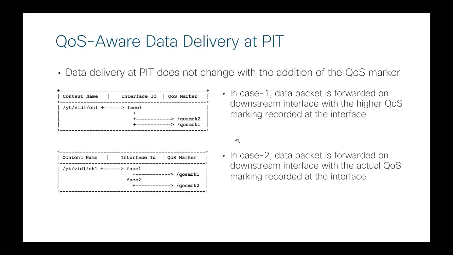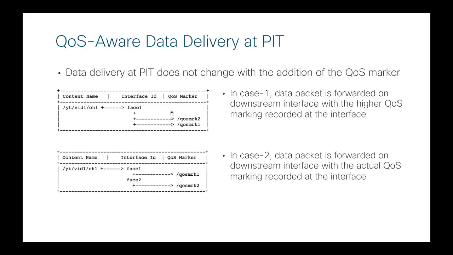As far as QoS data delivery is concerned, the data delivery will be handled based on the QoS marker state that was saved into the PID. So we don't have to have the QoS treatment, which goes to the upstream routers through an interest, come back in the data packet. That is the one change we are making here.